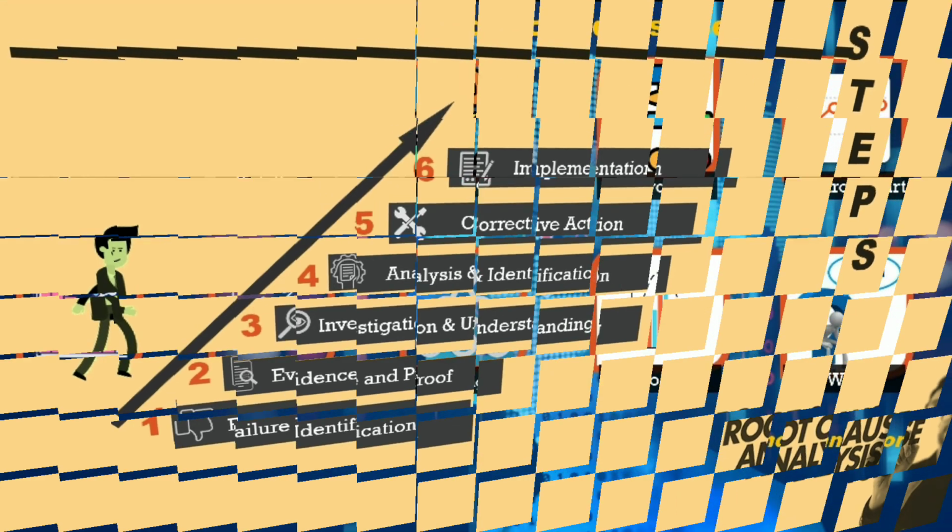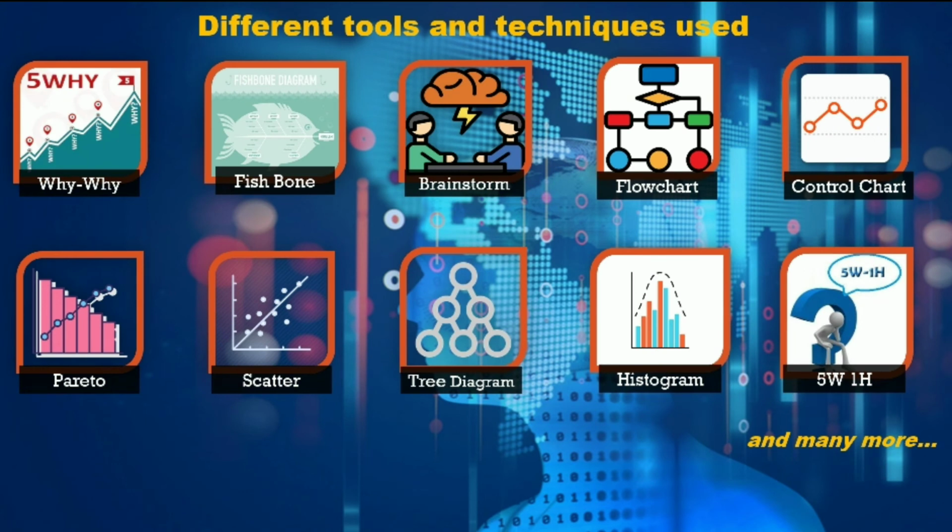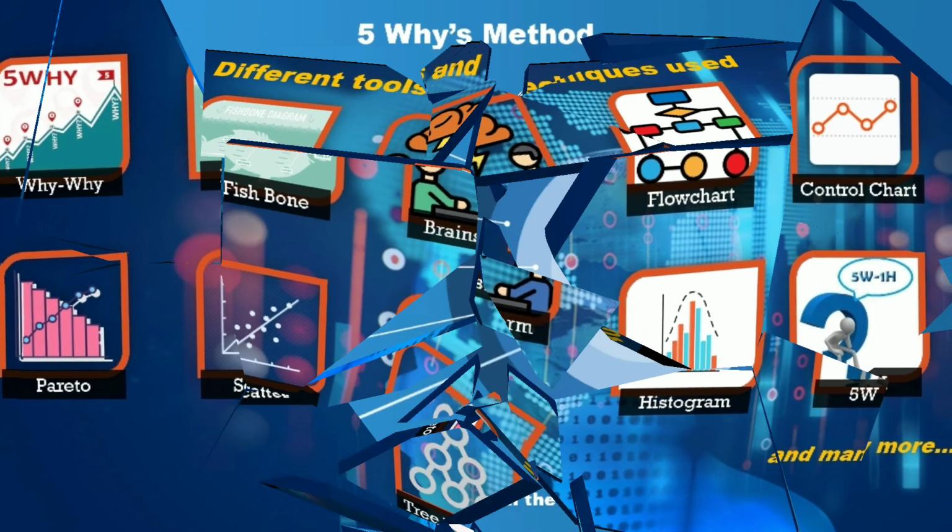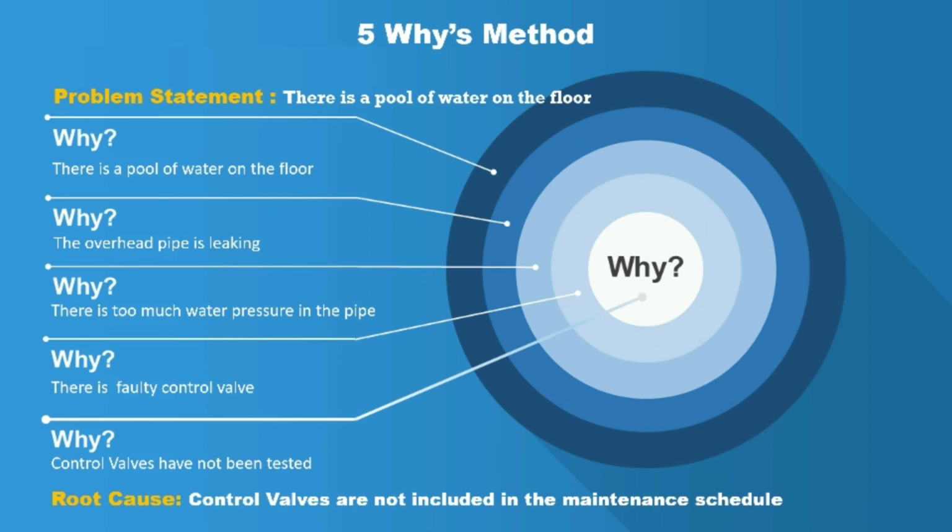While there are many tools and techniques which can be used to undertake root cause analysis, a few common ones are listed here. Why-why analysis, fishbone diagram, also known as Ishikawa diagram, brainstorming, flowchart, control chart, Pareto diagram, scatter plot, fault tree diagram, histogram, 5W1H, etc. In this session, we will see how we conduct the why-why analysis. Here we ask why for 5 times in successive order to drill down the causes, and it helps us to identify the root cause. Let's understand it with a simple example.